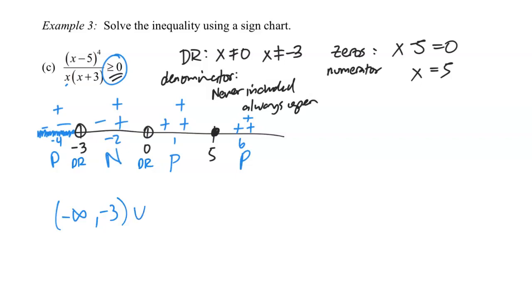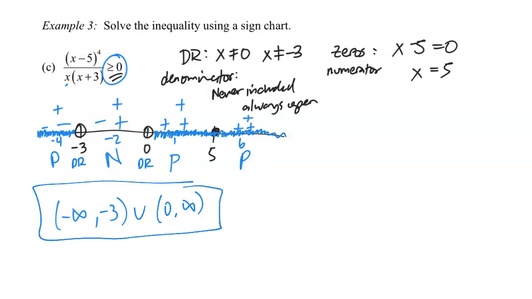And then the other positive section is going to start at 0. It's going to go through 5, since we were going to include 5 as a 0, and go all the way to infinity. So that will say 0 to infinity, and that will be the answer to this particular question.